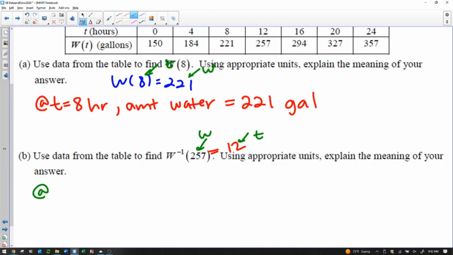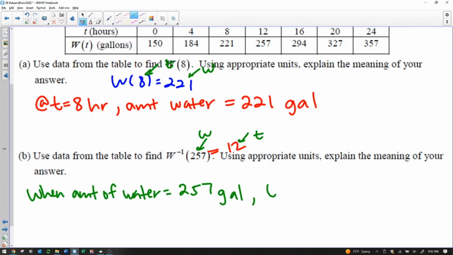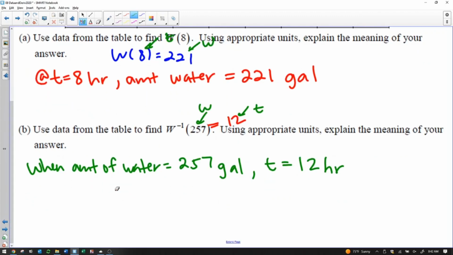So this is saying, at, or at doesn't make sense, I'll say when the amount of water equals 257, you put your units. What units would that be? Gallons. The time is equal to 12. And then what units would that be? Hours. You see how easy that is, okay? And I use the fewest number of words I can because I'm an immigrant. You guys can do whatever you want, but just make sure it makes sense, okay?